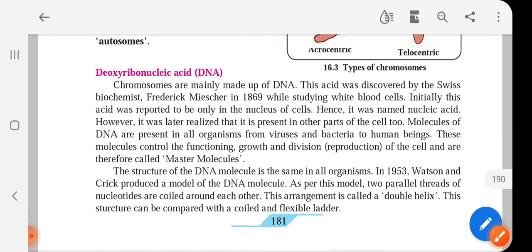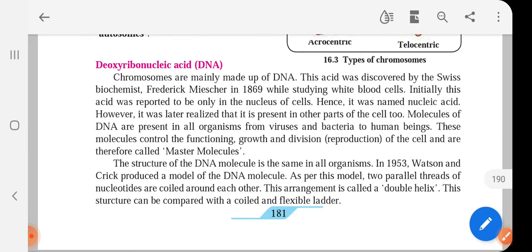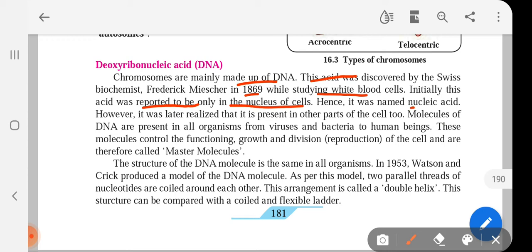Now let us talk about DNA, deoxyribonucleic acid. Deoxyribonucleic acid is actually the part of the chromosome. Chromosomes are mainly made up of DNA. This acid was discovered by Swiss biochemist Friedrich Miescher in 1869, while studying white blood cells. Initially, this acid was reported to be only in the nucleus of cells, hence it was named nucleic acid. However, it was later realized that it is present in other parts of the cell too.